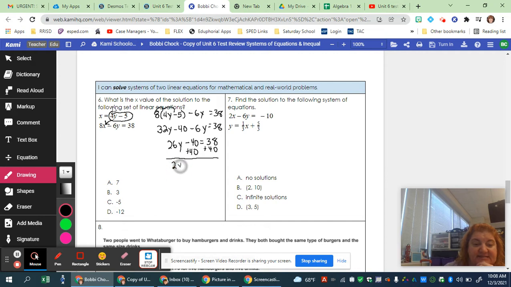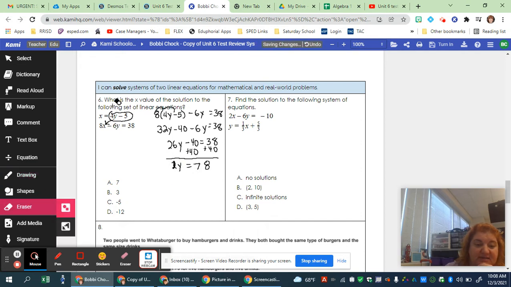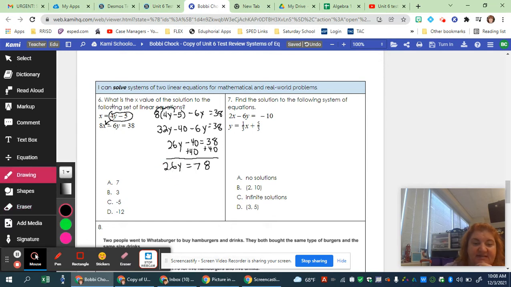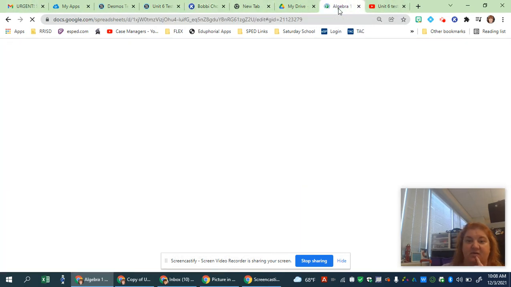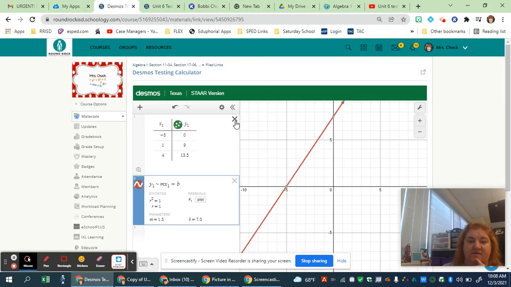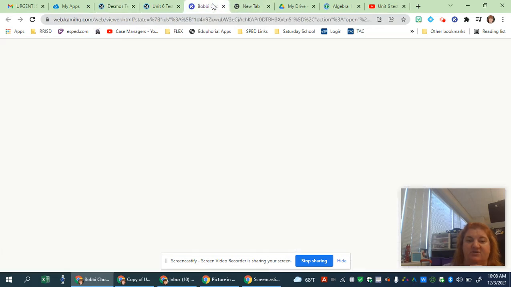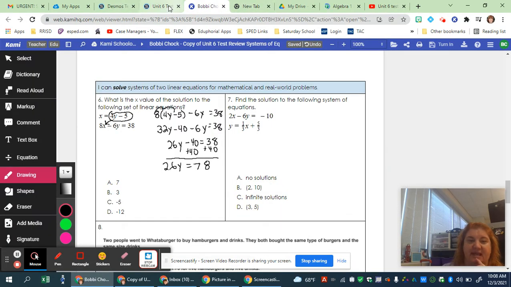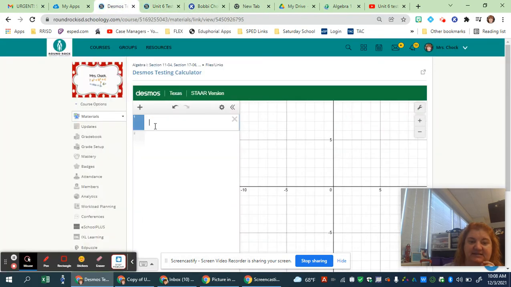We're going to get 26y equals 78. Oh, that's a 26. I wrote the 2 and not the 6. 26y. Okay, and so 78 divided by 26. I'm going to use my calculator here. Where is my calculator? Oh, here it is. And my old brain, I just forgot what the numbers were. 78 divided by 26. So 78 divided by 26 is 3.